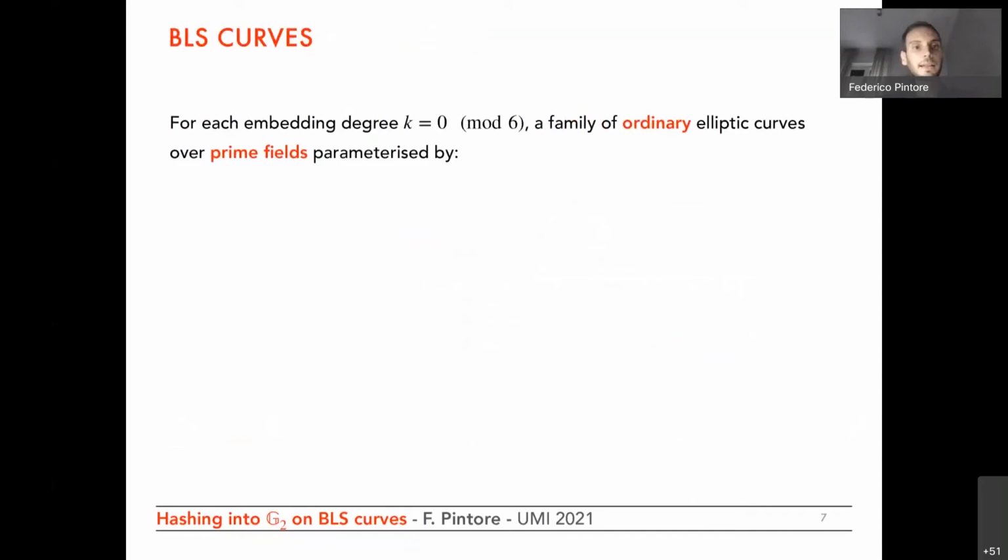First of all, I need to say something more about BLS curves. BLS curves are ordinary elliptic curves, and it's possible to construct ordinary elliptic curves with any embedding degree. But for efficiency reasons, we consider just embedding degrees that are equal to 0 mod 6. And for each fixed embedding degree, the BLS construction provides a family of elliptic curves over prime fields having this fixed k as embedding degree. This family is parameterized by 3 polynomials, one for the cardinality of the base field, which is a prime field, one for r, the order of the groups G1 and G2, and one for the number of points of the elliptic curve over the prime field.